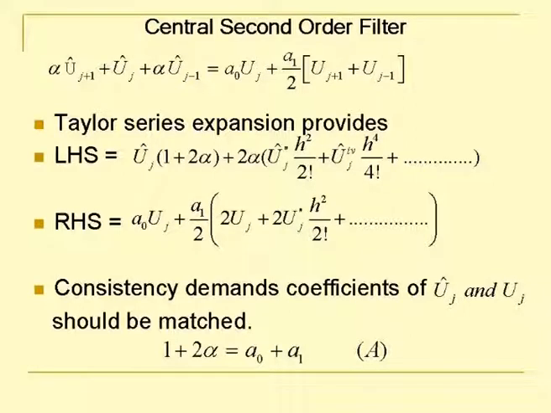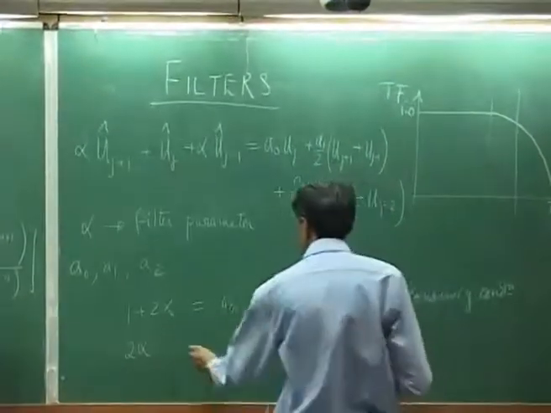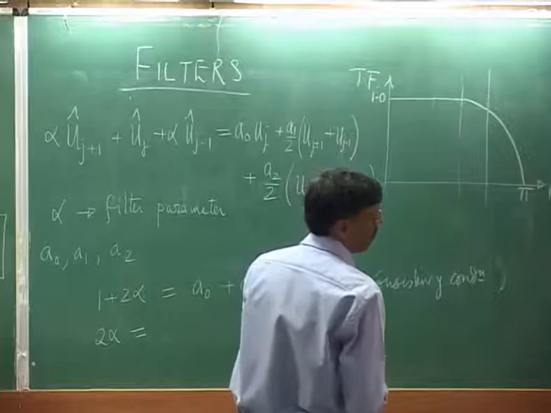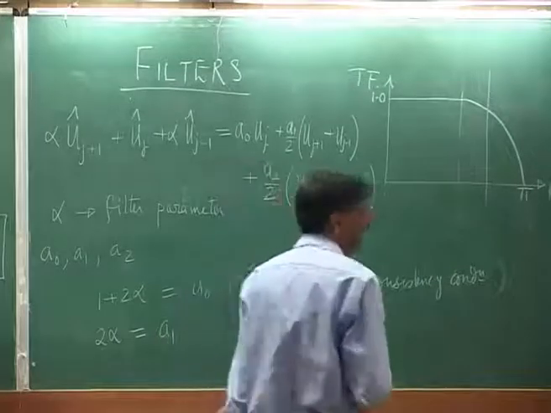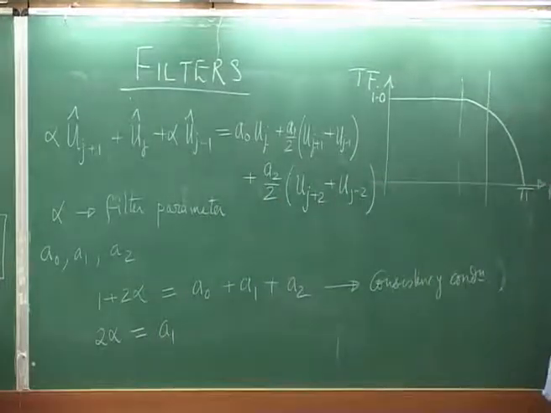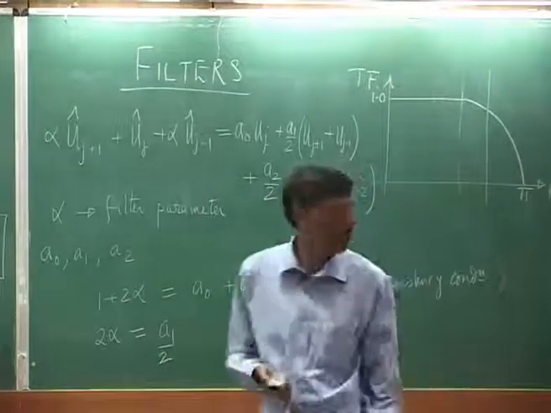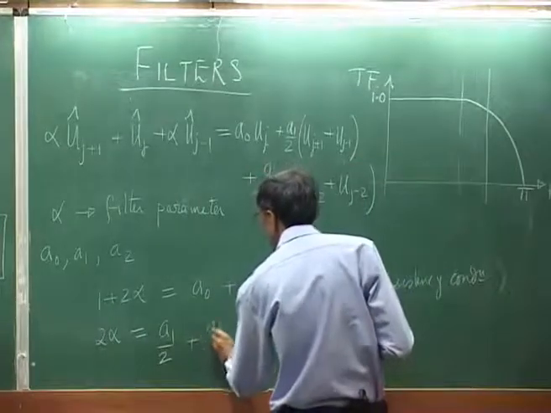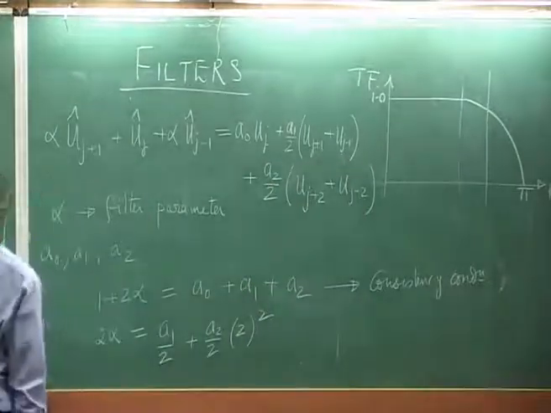If I look at that on the left hand side, I will get 2 alpha, right, and on the right hand side, what should I get? A1 by 2, right, isn't it? And from A2 I would get what? A2 by 2 into 2 square, right. So, that is what you have to do.